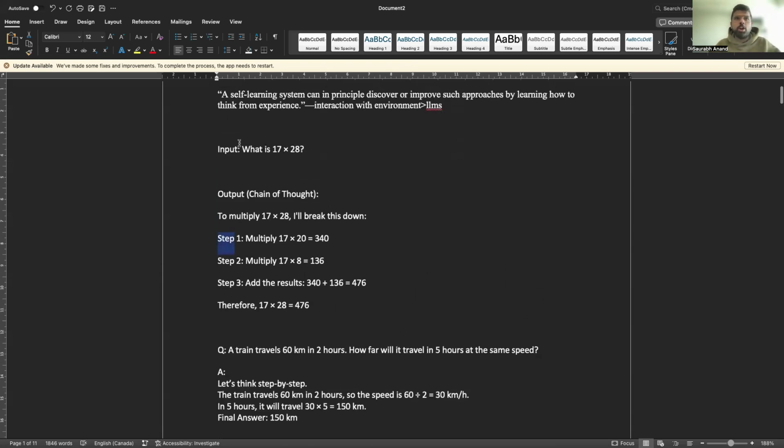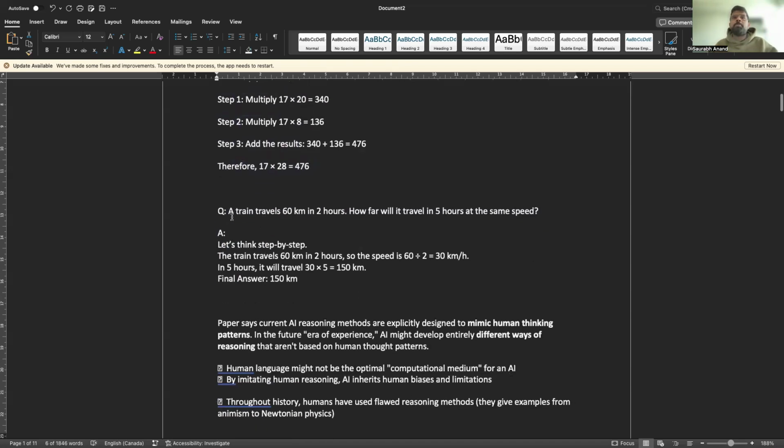Suppose your input is: what is 17 times 28? The output is the chain of thought: to multiply 17 by 28, I'll break this down, multiply 17 by 8, add the results, and this is your final answer. So this is what the model sees: rich, very good quality examples that imitate the human way of thinking. How will a human solve this problem? This is how they'll solve it.